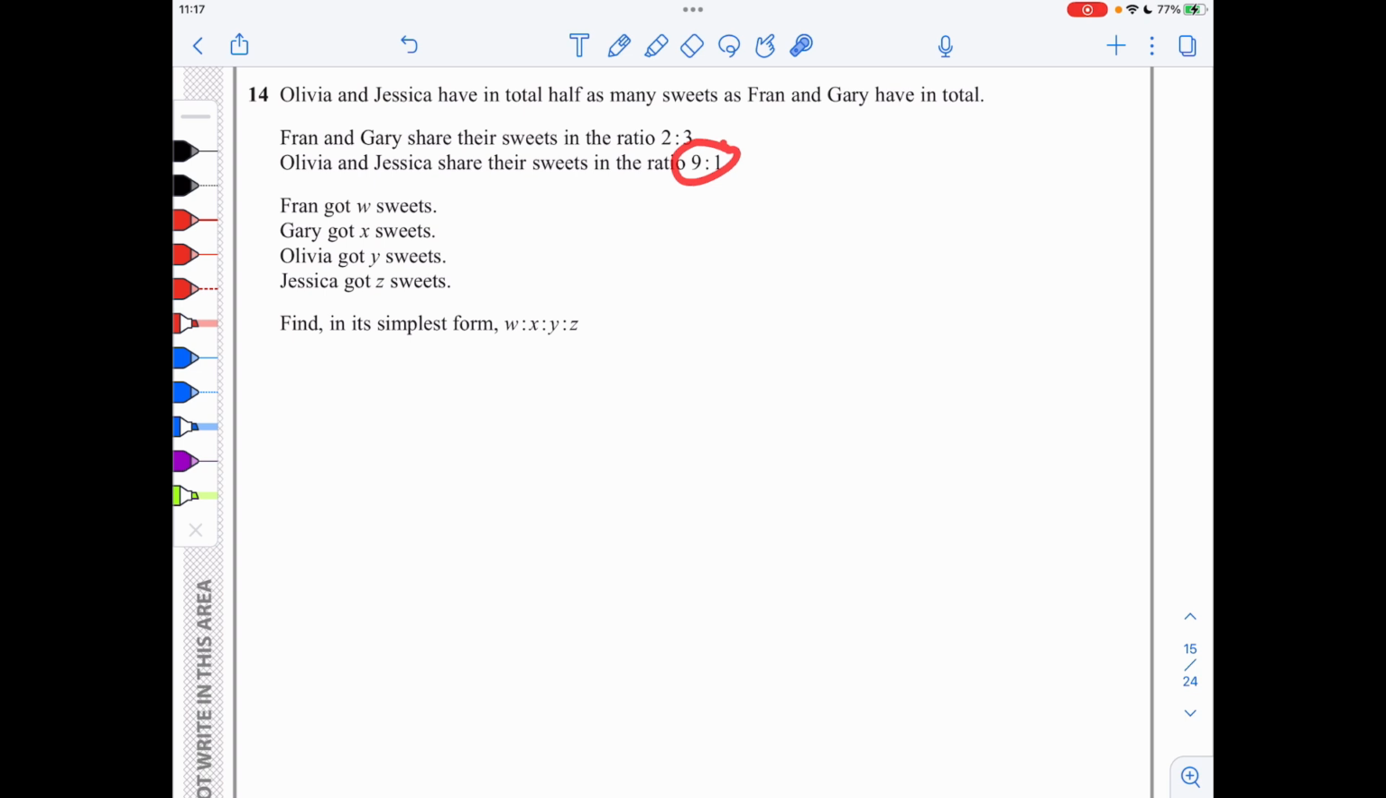And they end up with W, X, Y, and Z sweets respectively, and we need to find in its simplest form this ratio. So I will start by writing the names. It's Fran, it's Gary, then Olivia, and Jessica. I will put the original ratios given here. So Fran to Gary is 2 to 3, and Olivia to Jessica is 9 to 1.